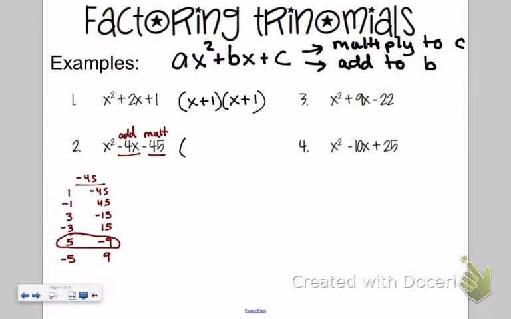So when you write our answers, our signs are important. I always start with my x's and the open parentheses. I have a positive 5, so I do plus 5. A negative 9 means I put minus 9.